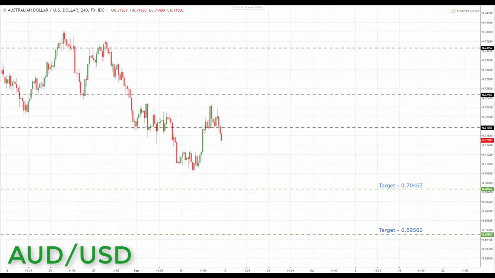So next pair we're going to look at is Aussie dollar. Now last week we did get this pullback and a retest of broken support turning resistance at 0.71767, and we pushed through it and then we came back and reversed down below, and we start the week below the key area of broken support turning resistance at 0.71767.